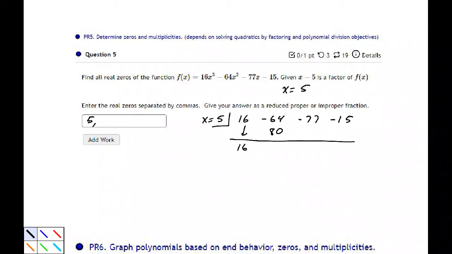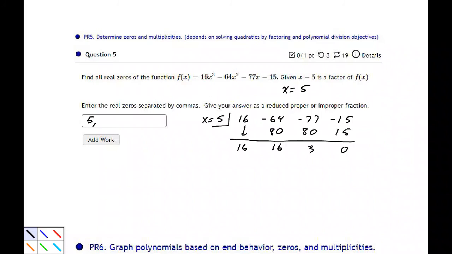I'm going to add negative 64 plus 80. That will be a 16. 5 multiplied by 16, again, is going to be 80. Negative 77 plus 80 is 3. 5 times 3 is positive 15. Negative 15 and positive 15 is 0. That's fantastic. That means we did this correctly.